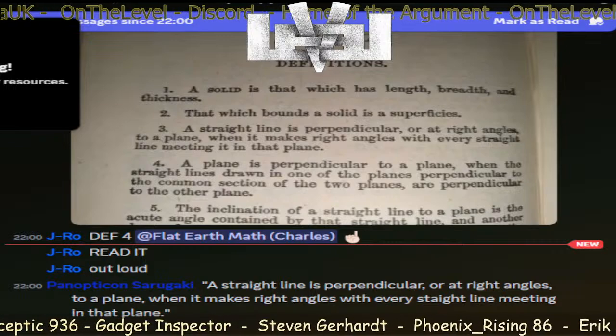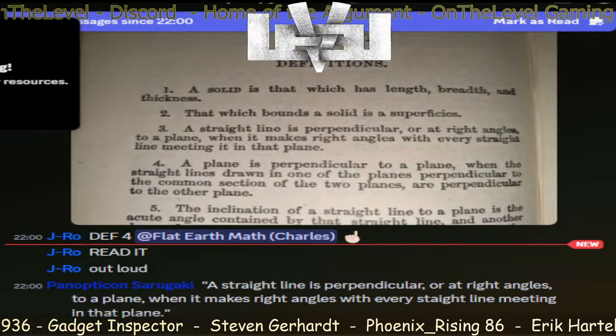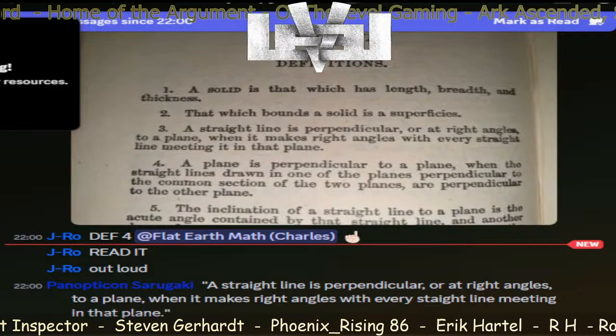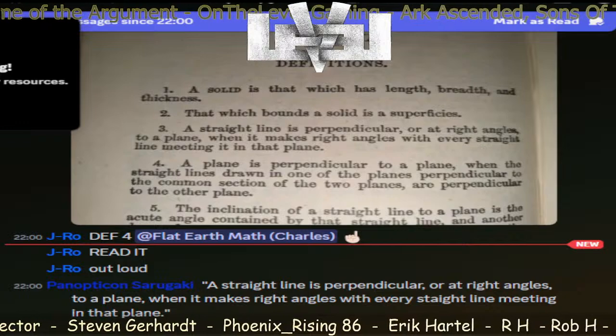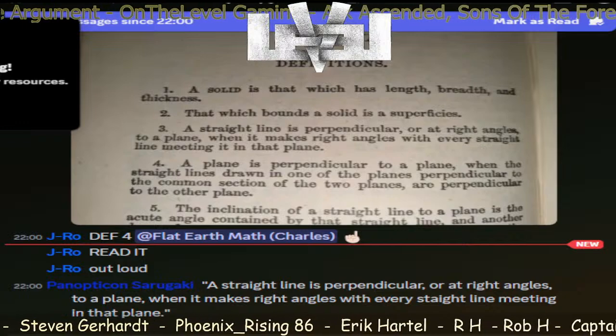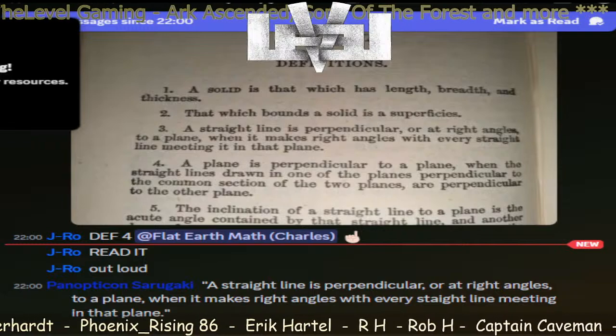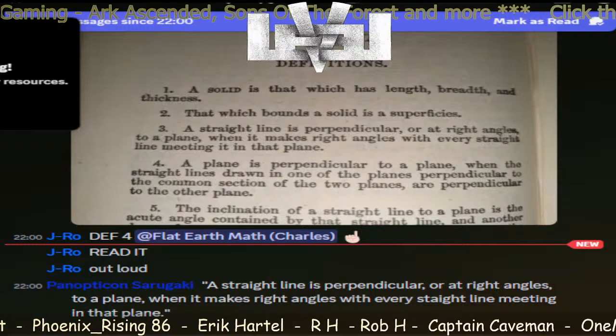Wow, I just came in at the end of that. Lucky me. They cannot handle perpendicular. He didn't even want to read it. Why do you think it was? Because it says straight lines. It literally says straight lines.